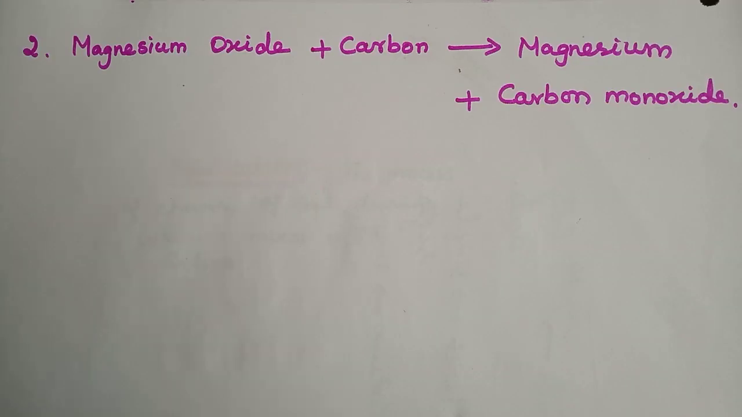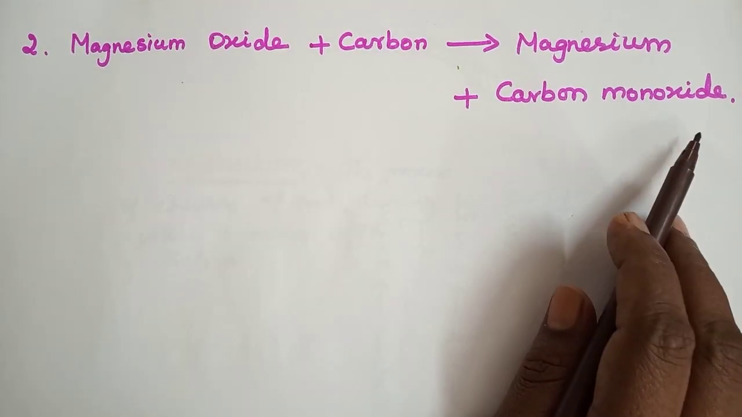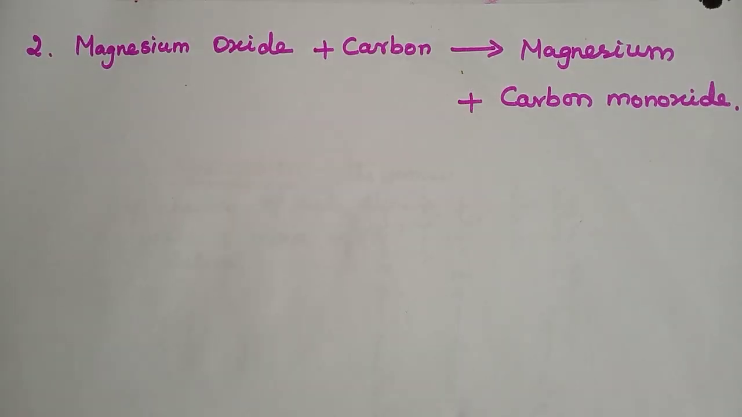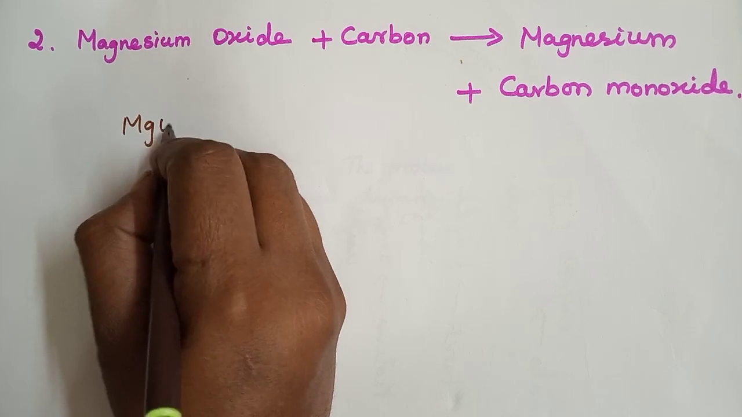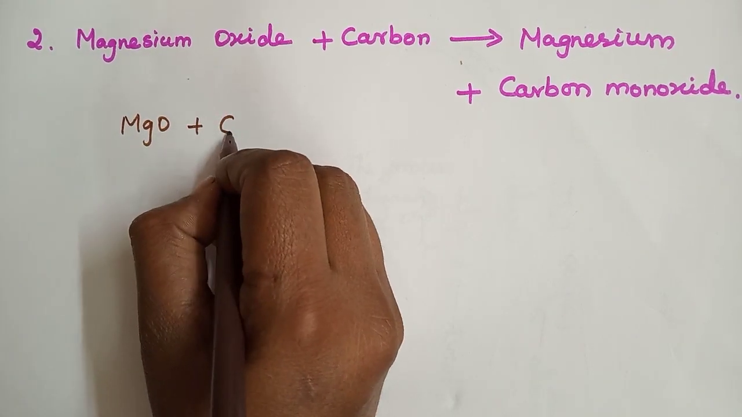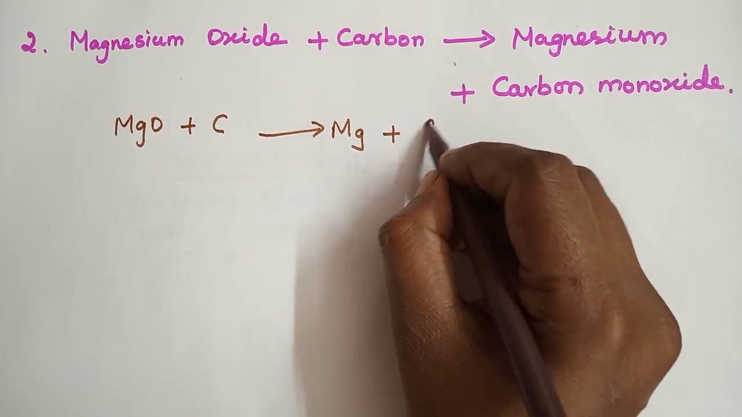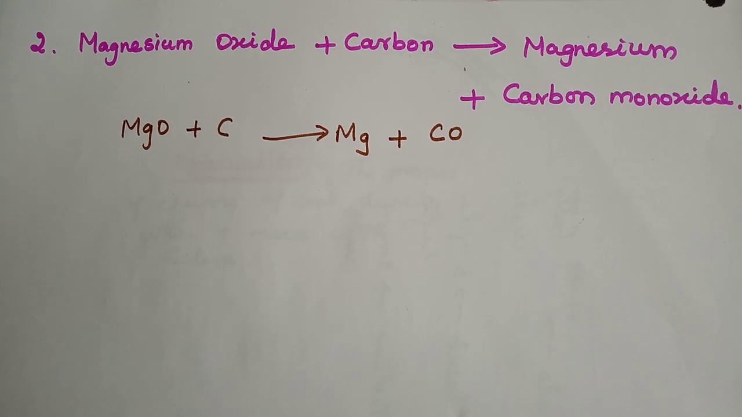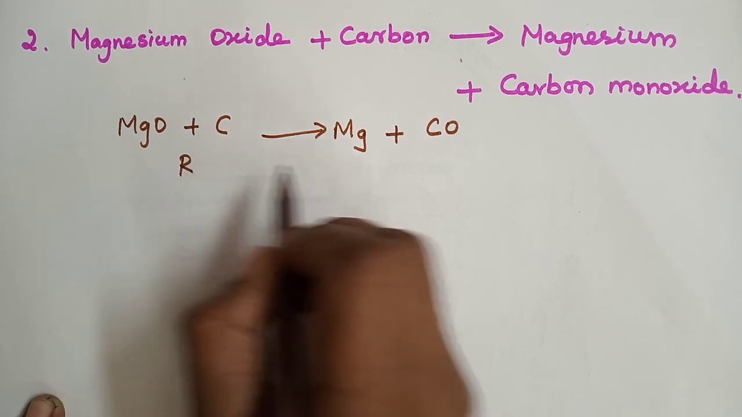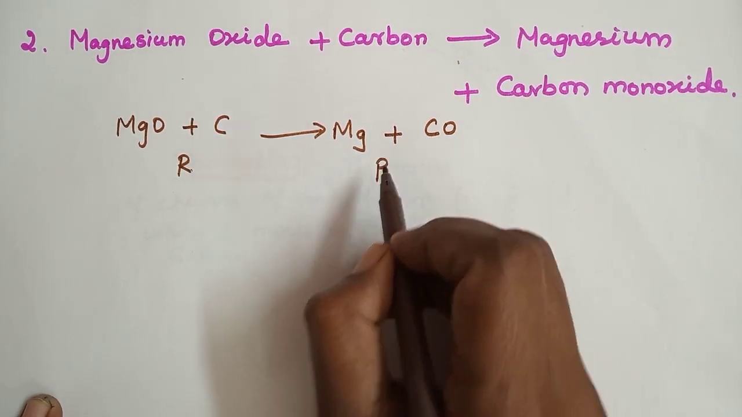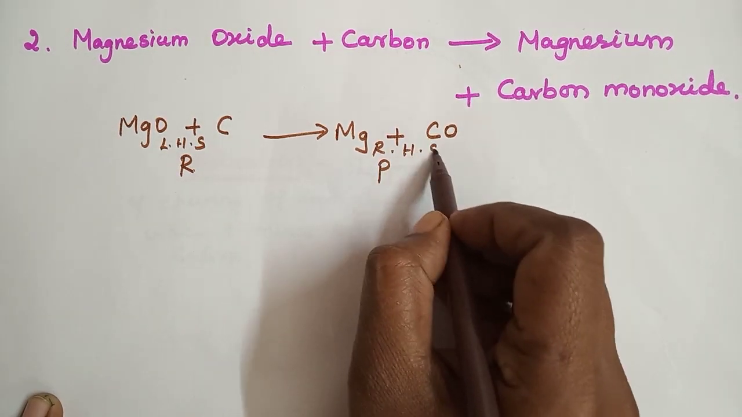Understood? See one more example. Magnesium oxide plus carbon gives magnesium plus carbon monoxide. Okay, so here you see, magnesium oxide means what? MgO. Yes or no? Plus carbon C gives magnesium plus carbon monoxide. Understood? So shall we balance now? Yes. So LHS means this is the reactant side, this is the product side, or RHS. That also we can write.